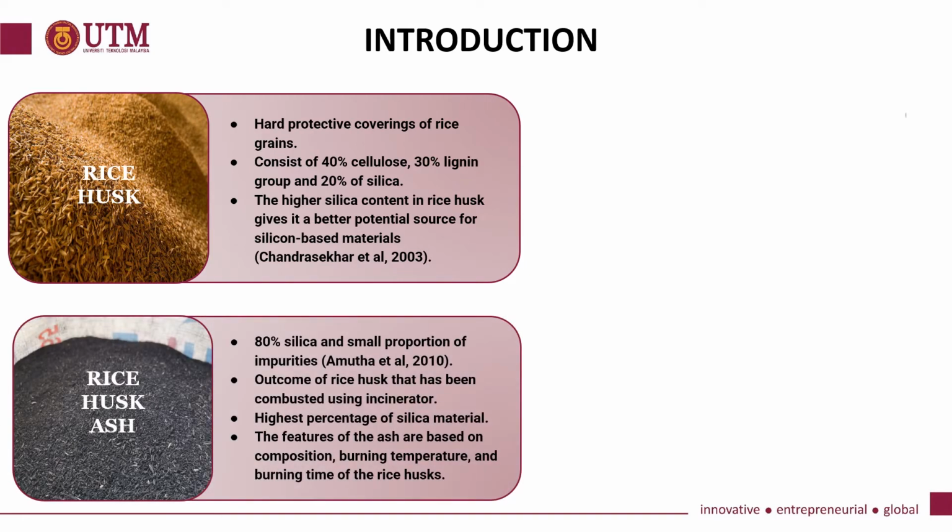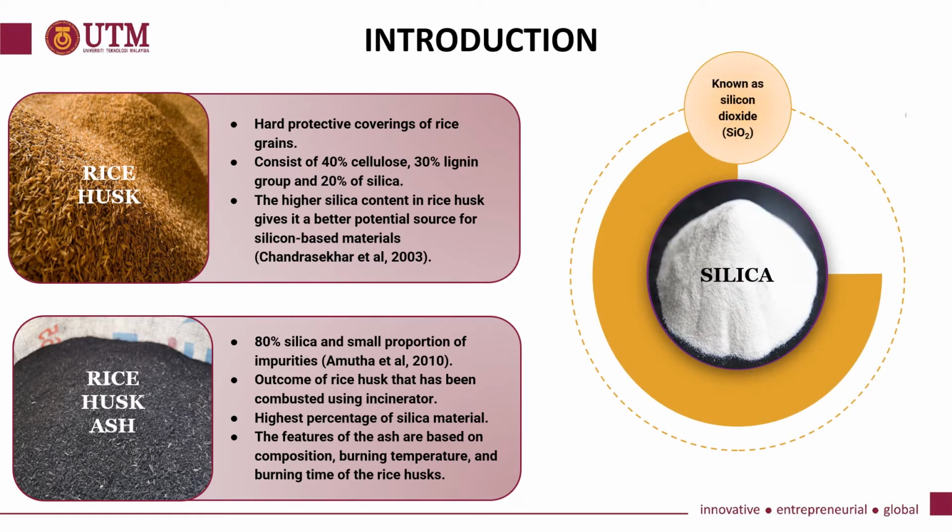Next, according to Amuta et al., more than 80% silica and a low percentage of impurities such as potassium oxide, sodium oxide, and ferrum oxide are found in the rice husk ash. The rice husk ash is the outcome of rice husk incineration. Amongst all plant residues, it has the highest percentage of silica. The features of the ash are based mostly on the composition, burning temperature, and burning time of the rice husks. Silica is also known as particles of silicon dioxide.